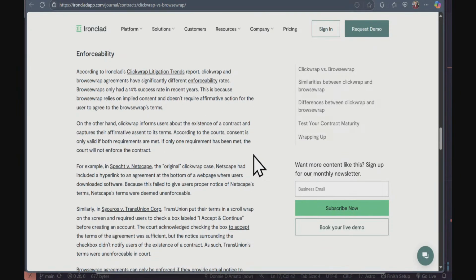And now the enforceability section of this is the really interesting part, which talks about a couple of cases. The first case is apparently the original click wrap case. This is Specht versus Netscape, and apparently Netscape included a hyperlink to their agreement at the bottom of the web page where users downloaded software, but because this failed to give users proper notice, Netscape's terms were deemed unenforceable.